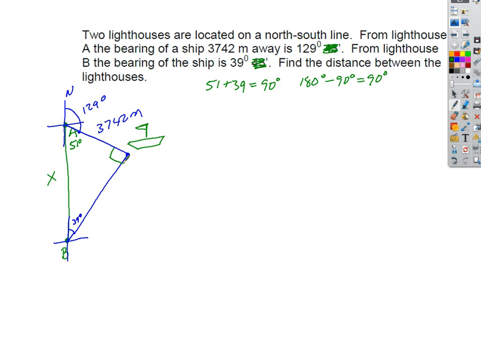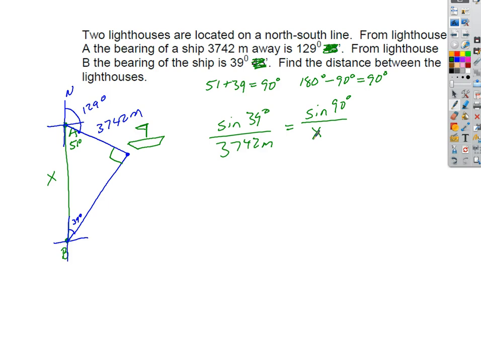And so what am I given here? I'm given an angle, side, angle. Oh, that's law of sines to find this out. Angle, side, angle, law of sines. So that means these two are related. So sine of 39 degrees over 3,742 meters is equal to sine of 90 degrees over x. I cross multiply and divide.